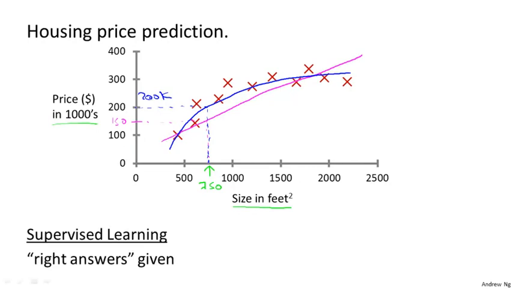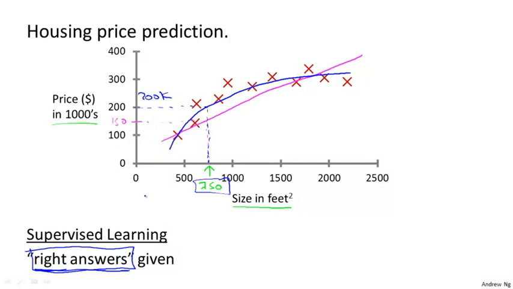The term supervised learning refers to the fact that we gave the algorithm a data set in which the, quote, right answers were given. That is, we gave it a data set of houses in which for every example, we told it the right price, the actual price that house sold for. And the task of the algorithm was to produce more of these right answers, such as for this new house that your friend may be trying to sell.